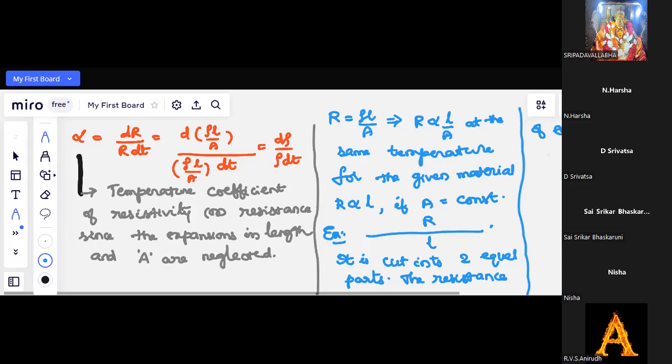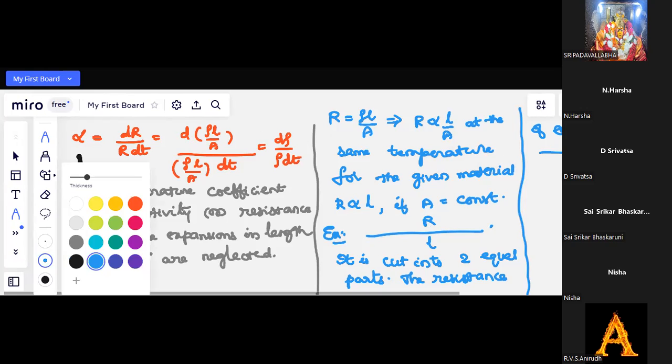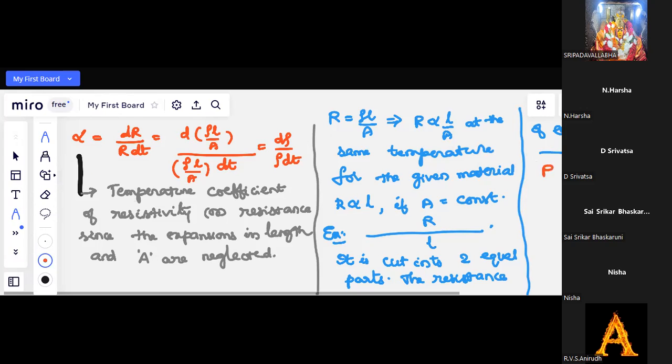So we say here, R is directly proportional to L. Length becomes half. So resistance becomes half. R2 equals R/2. Directly we can write. Okay, I think you understood. There is no doubt here.